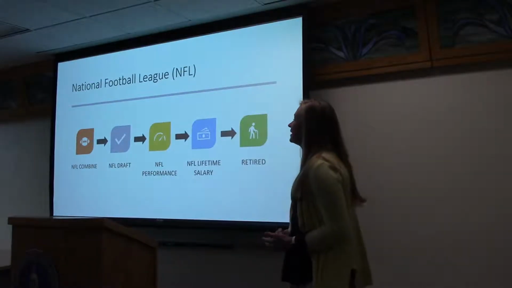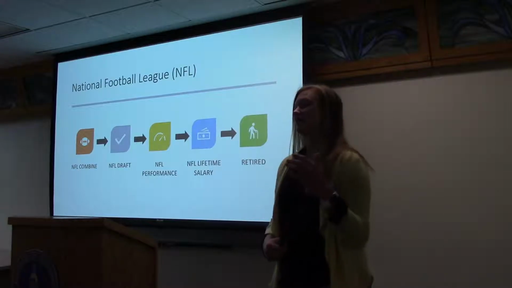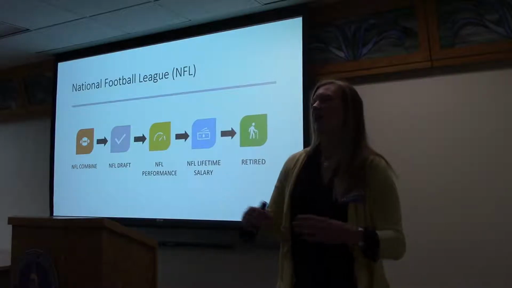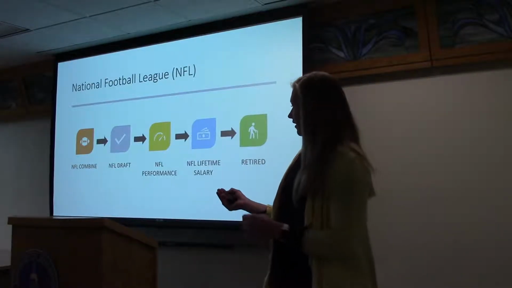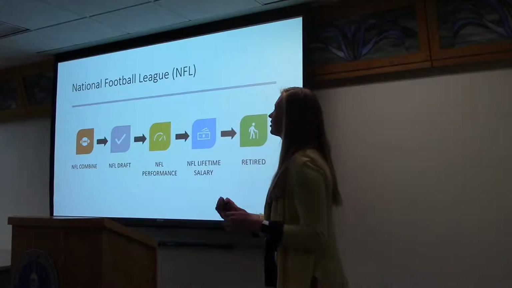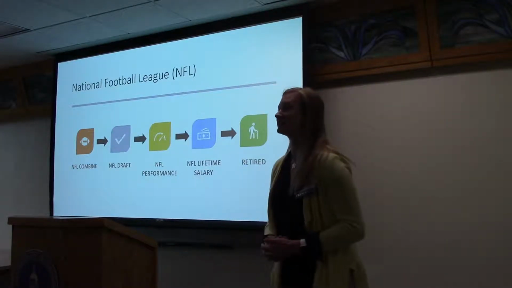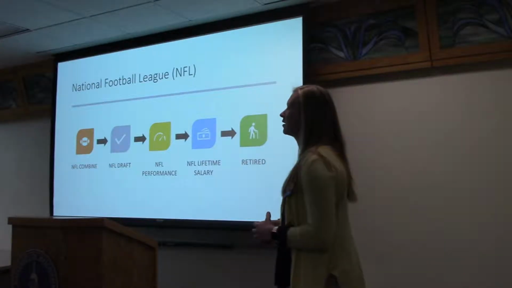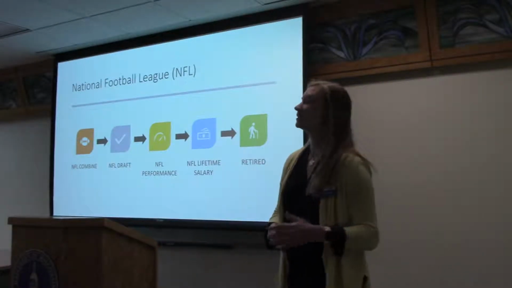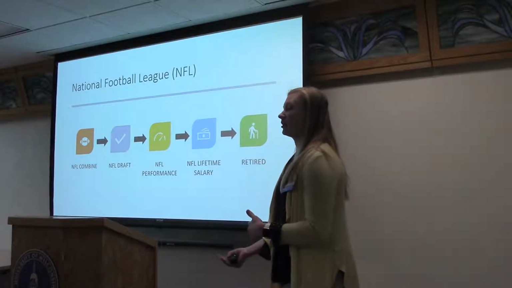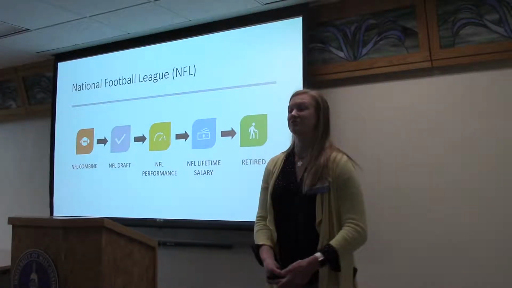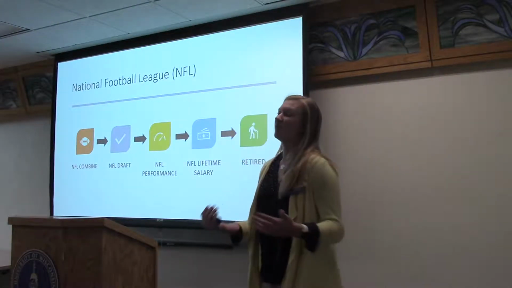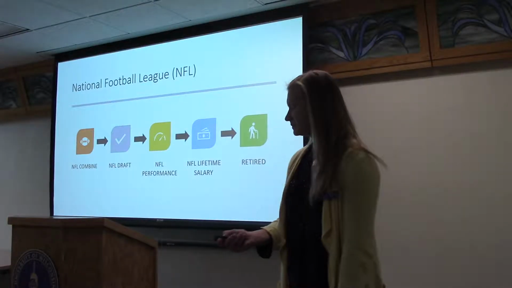First, the background. The NFL Combine takes a look at athletes' statistics. Everyone coming out of college usually does this. It gives a basically standardized test to compare all the athletes to then draft. This is supposed to indicate how they're going to perform. Then you have the NFL draft. Then they're going to equal the performance in the NFL. Once they retire, they will have a lifetime salary.